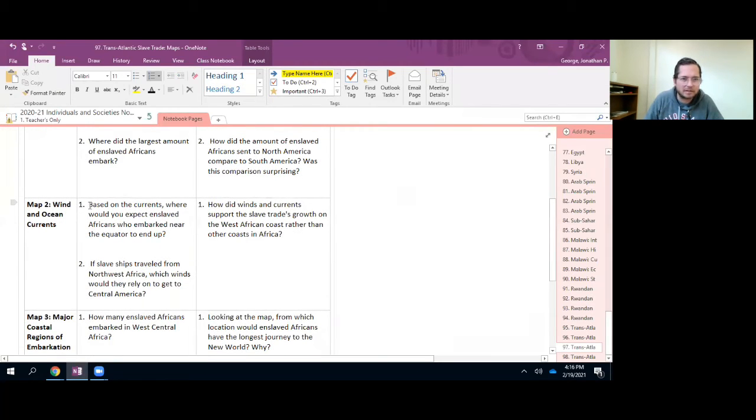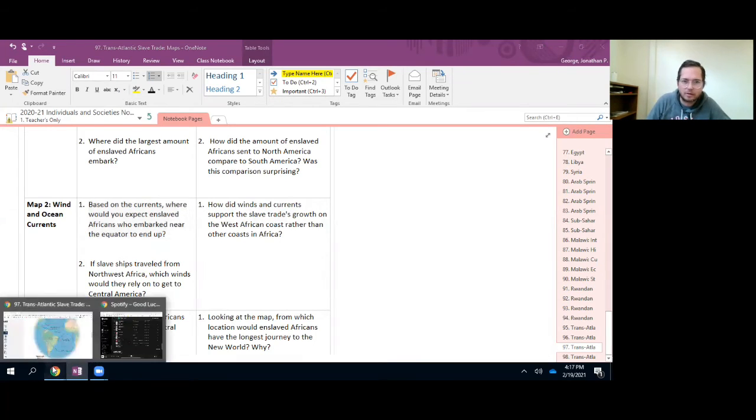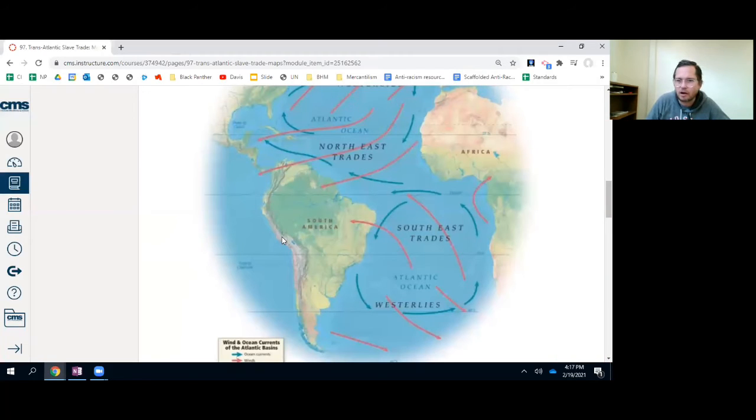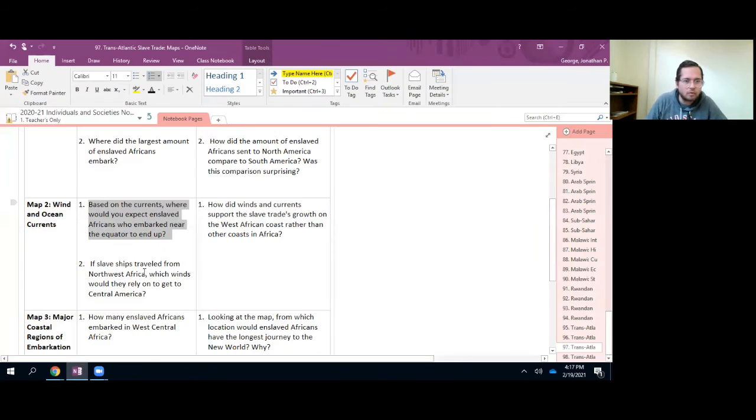Based on the currents, where would you expect enslaved Africans who embarked near the equator to end up? I'll let you figure out the equator. If they embarked around the equator, most likely where would they end up in the so-called New World, in the Americas? And then if slave ships traveled from Northwest Africa, which winds would they rely on to get to Central America?